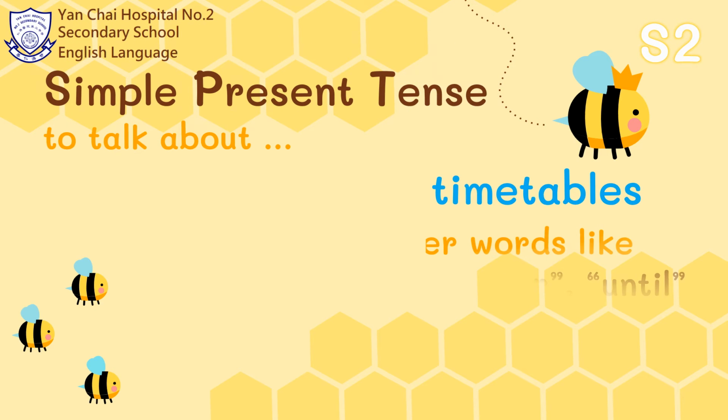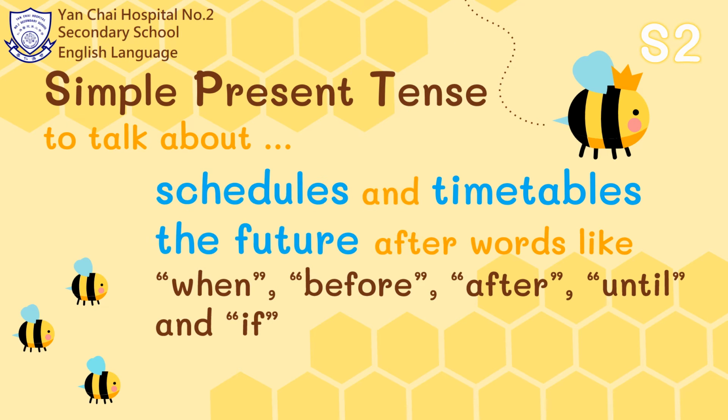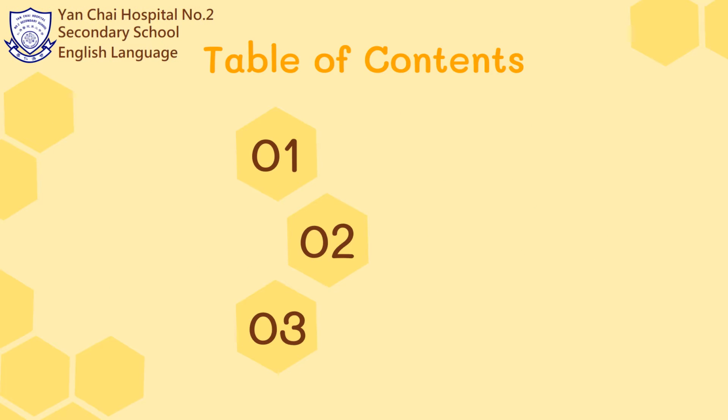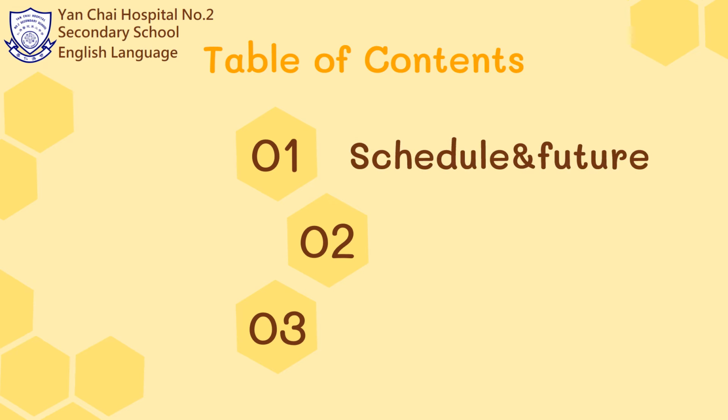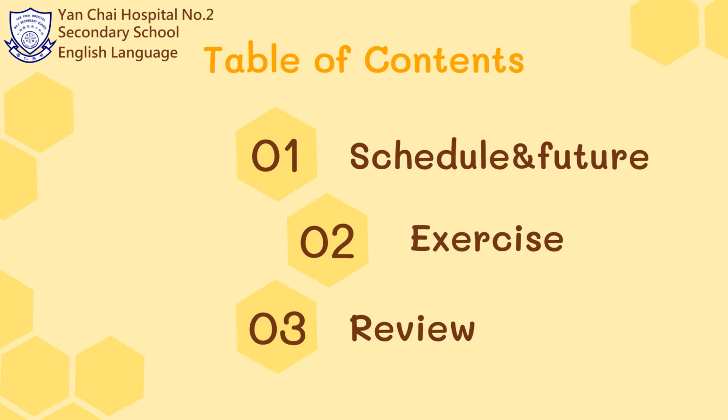So today we are going to talk about how to use simple present tense to talk about schedules, timetables, and the future after words like when, before, after, until, and if. So here is our content. First, we're going to talk about schedule and future. Second, we're going to have some exercise, and then we will have a short review.